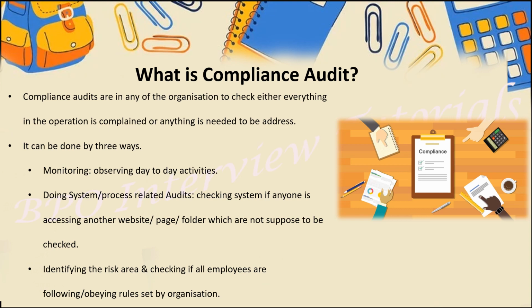Doing system and process related audits, and as I already told you guys, quality people will do some process related audits, and that will surely help in checking whether the volumes processed by any of the employees are correct or not. Now, identifying the risk area and checking if the employees are obeying the rules set by the organization. This is most important.